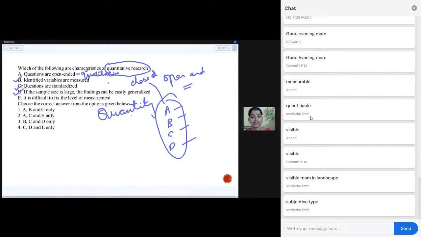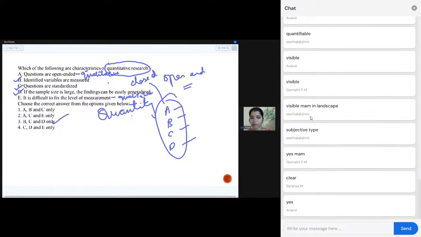But in qualitative, the size will be small. It is difficult to fix a level of measurement. Yes, this is a characteristic of qualitative research. In qualitative research, I cannot fix any kind of measurement, because I'm getting perspective from each person. I am not having a standard measurement. So this is a characteristic of qualitative research. The answer for this question is B, C, and D. Clear? You got the point of this question? Are you getting clarity with this?